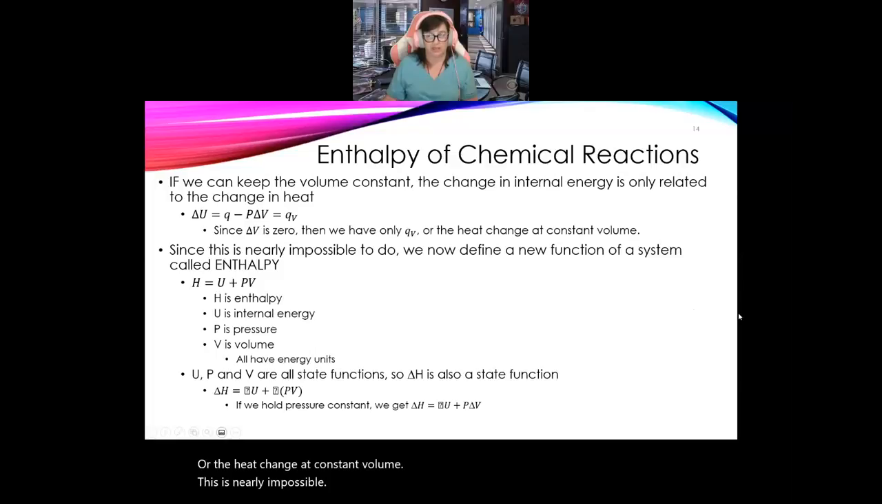Since this is nearly impossible to do, we now define a new function of a system called enthalpy. Enthalpy, H, equals U plus PV, where U is the internal energy, P is the pressure, and V is the volume. These all have energy units. Okay, U, P, and V are all state functions. So delta H is also a state function.